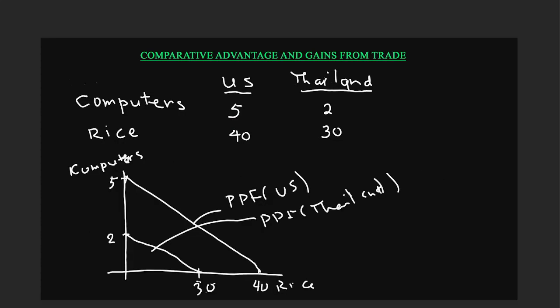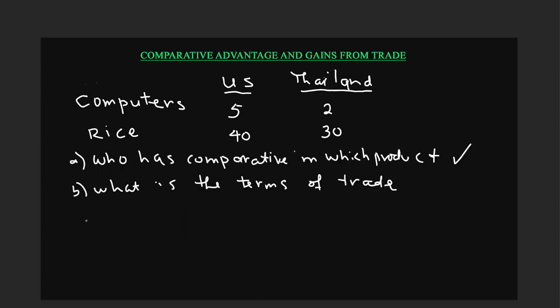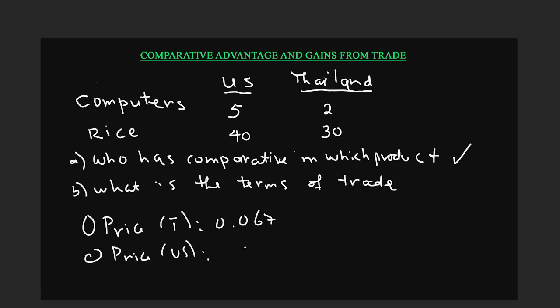Okay, so in order to answer that question, let's look at the opportunity cost of rice. For rice, the opportunity cost for Thailand was 0.067. The opportunity cost for rice for the US was 0.125. So if they are going to trade, we know that Thailand is specializing in rice. The price at which they will sell, the export price, is going to be between 0.067 and 0.125. The cost for Thailand to produce rice is 0.067 computers. America is going to produce it at 0.125.